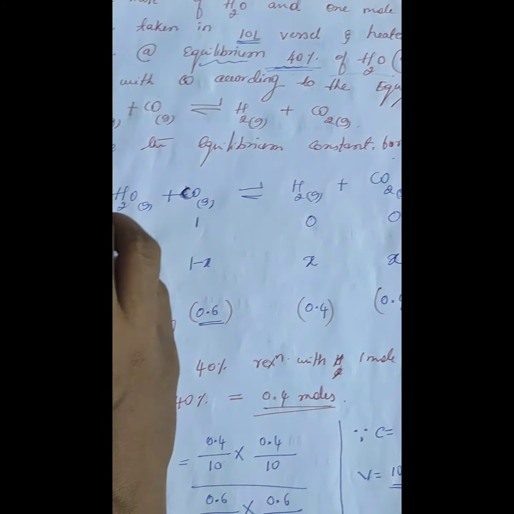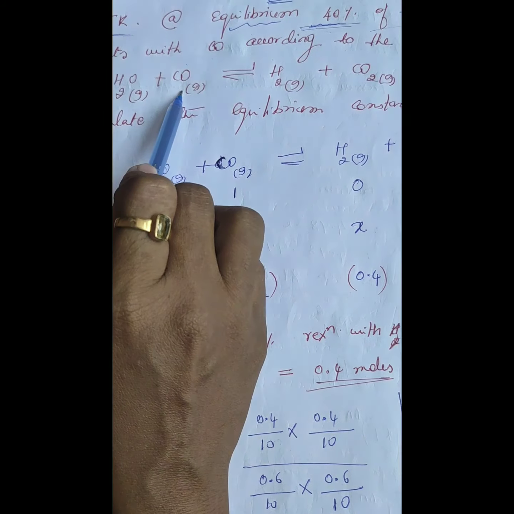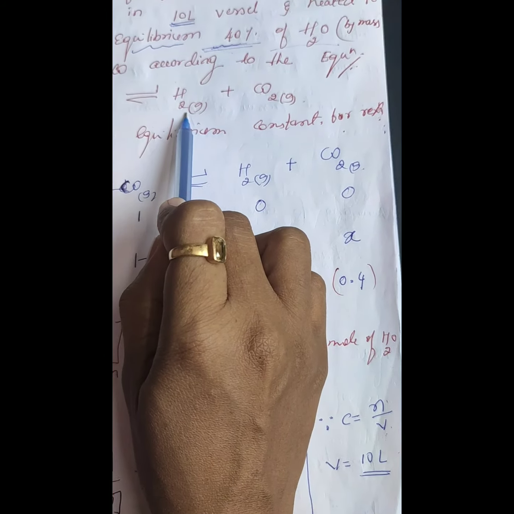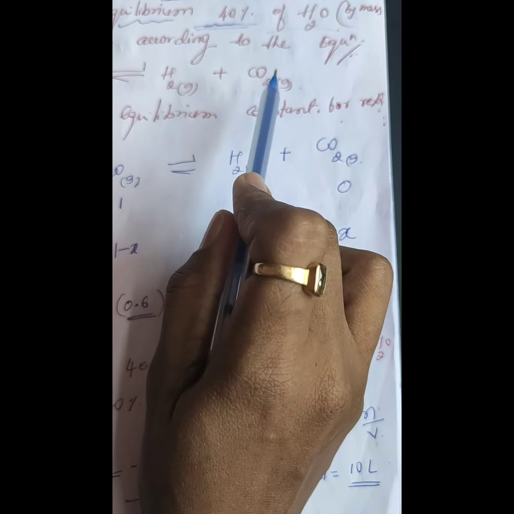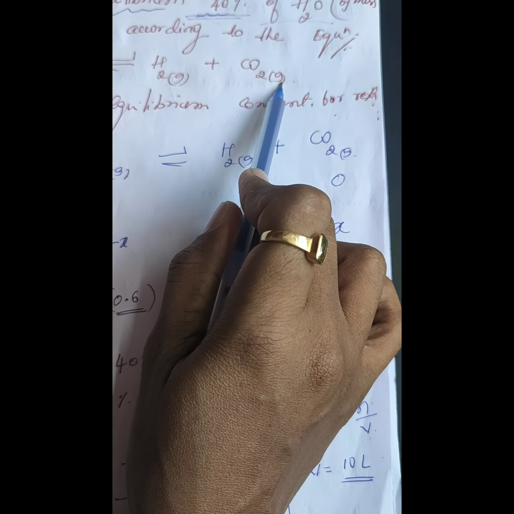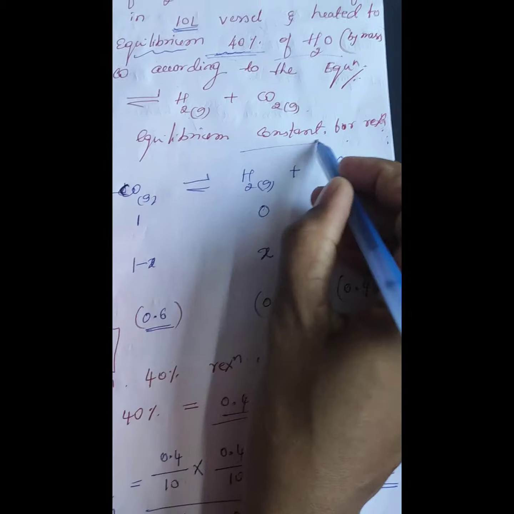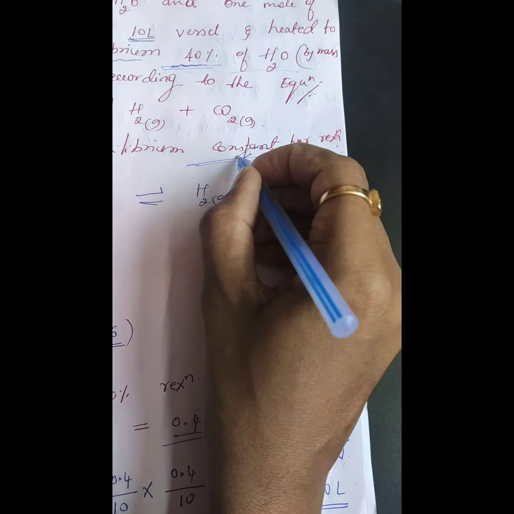So let us move on to the equation. 1 mole of water can react with 1 mole of carbon monoxide gas, leading to the formation of 1 mole of hydrogen gas as well as 1 mole of carbon dioxide gas. This is the equilibrium reaction they have given. So what should you calculate? Calculate the equilibrium constant for the reaction, nothing but you should calculate Kc.